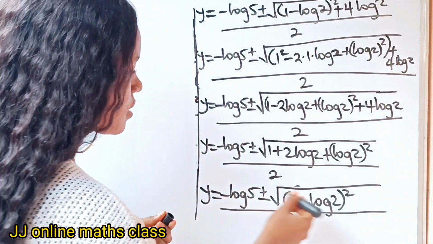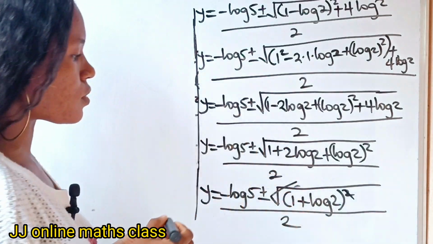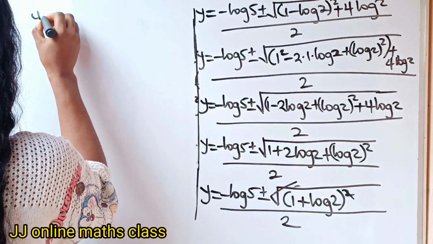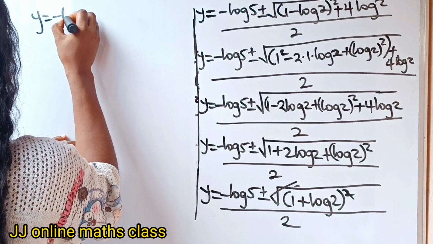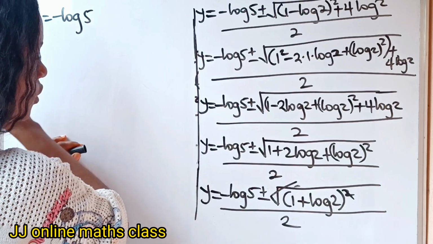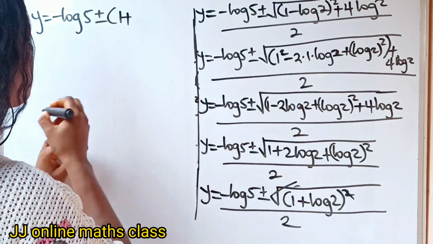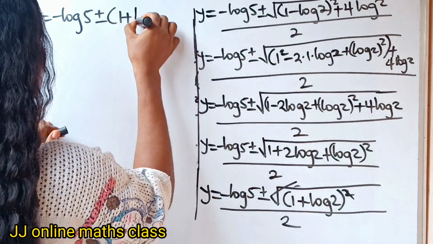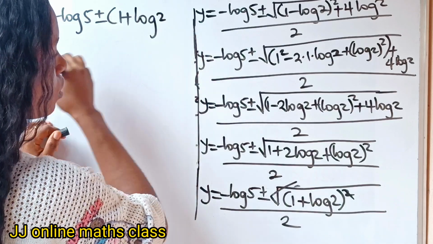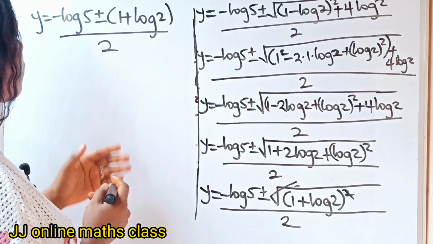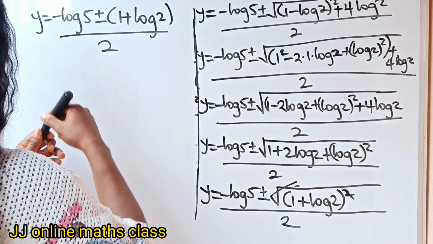Now notice that this square will cancel this square root. Yes, the square will cancel the square root. So we have y is equal to minus log 5, plus or minus 1 plus log 2, everything divided by 2.